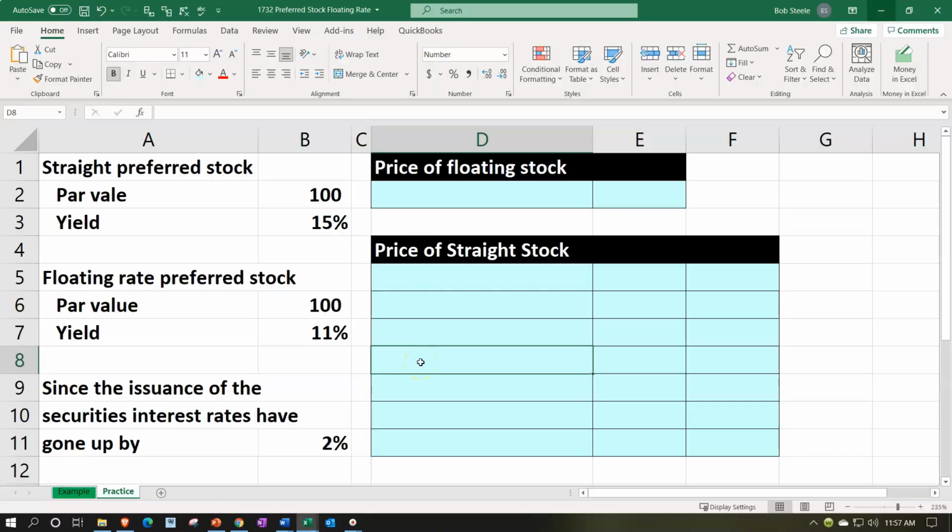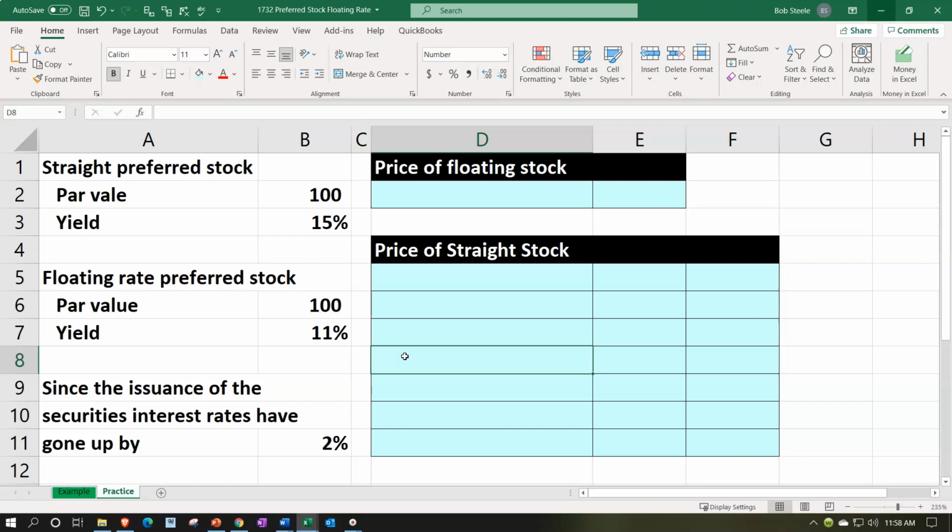If you have access to the Excel worksheet and would like to follow along, note that we're in the practice tab as opposed to the example tab. The example tab, in essence, being an answer key. Information's on the left-hand side. We're going to populate that into the blue area on the right-hand side, looking at a problem with the difference between the straight preferred stock and the floating rate preferred stock.